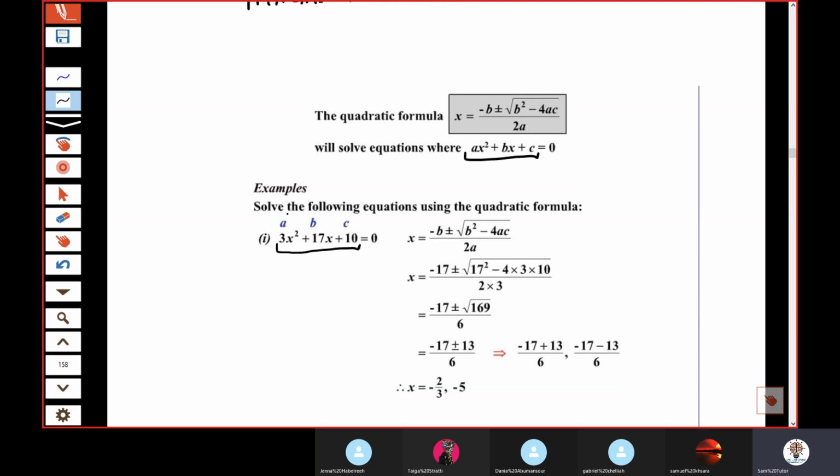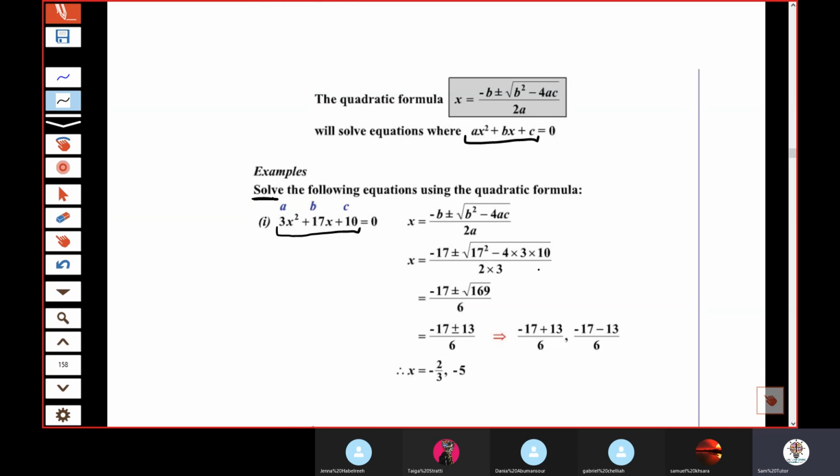Every time you're going to solve for x, you have to write the formula down first. So every time we're going to write the formula: x equals negative b plus minus square root b squared minus 4ac all over 2a. Then, what is b? Okay, so b was 17. So we'd write negative 17 plus minus square root b squared minus 4 times a times c all over 2 times a. Can you see that?